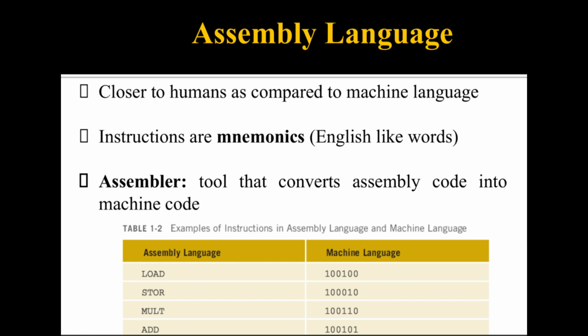Now we discuss assembly language in detail. Assembly language is closer to human as compared to machine language. It uses instructions and mnemonics, which are English-like words. An assembler is a tool that converts assembly code into machine code. Example: load. In binary, we see that it is 100100, and you see the table.